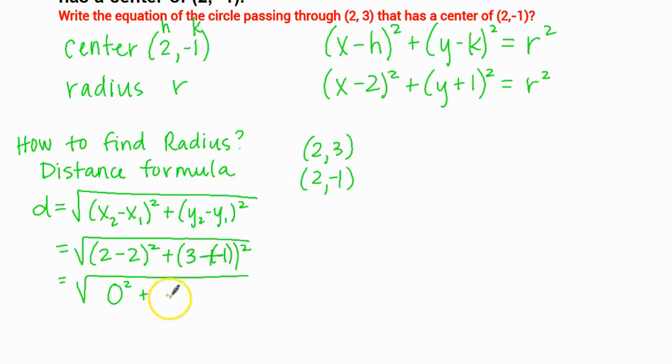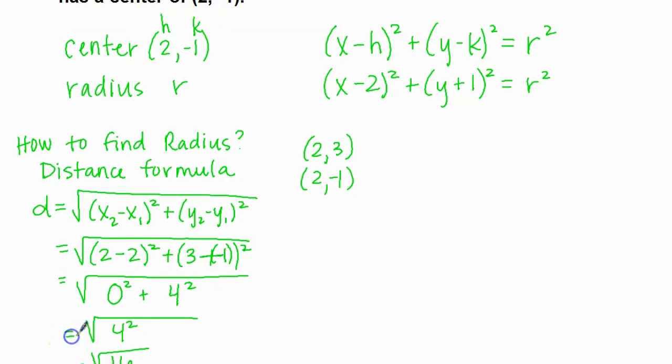And so as we work that out, we get 0 squared plus 4 squared, and 4 squared is 16. The square root of 16 is 4. All right, so our distance is 4, which ends up being the radius. So when we go ahead and plug our numbers in, we can plug our radius of 4 back into our equation. What does that look like?